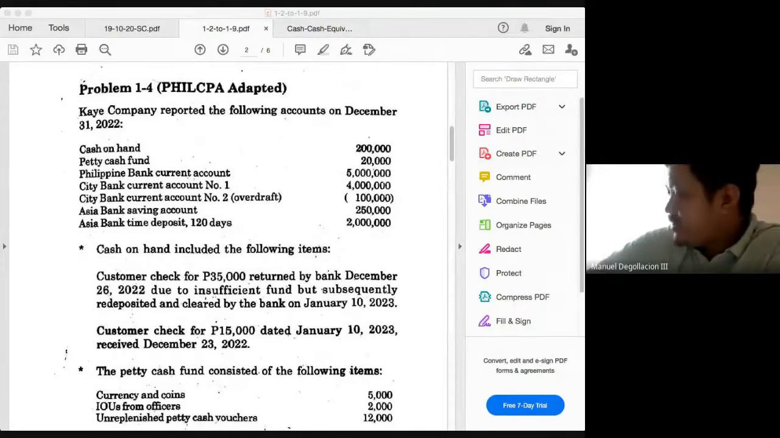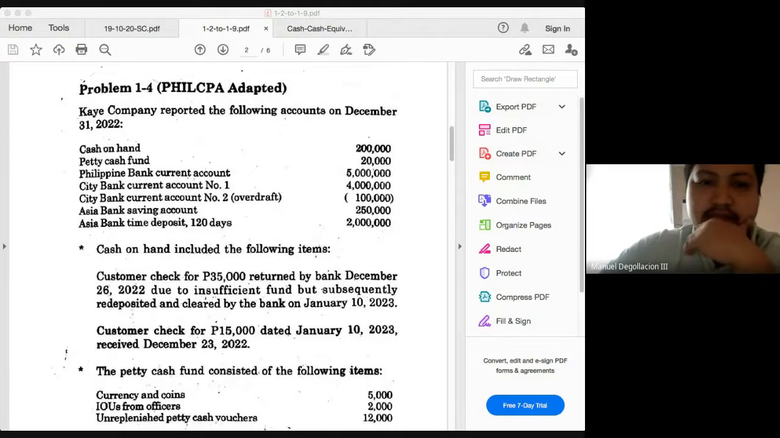Cash on hand, again, obviously part of our cash and cash equivalents. Petty cash fund, the same. Philippine Bank current account, it's a current account, it's accessible, it's essentially unrestricted, so also part of our cash and cash equivalents. Citibank current account number 1, part of our cash and cash equivalents.